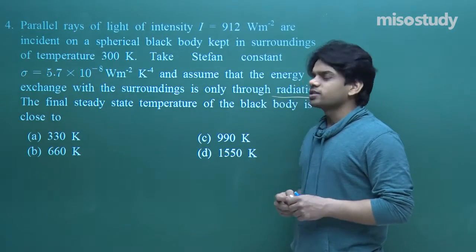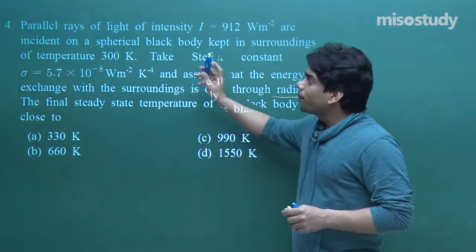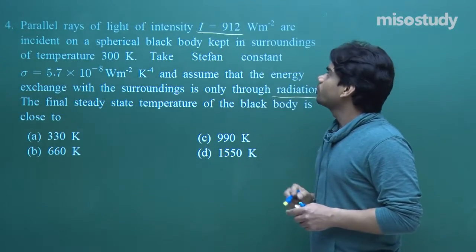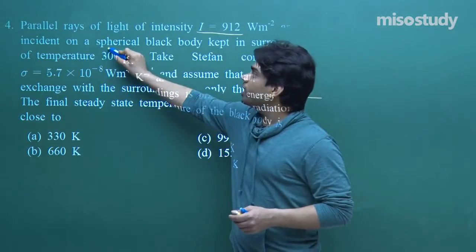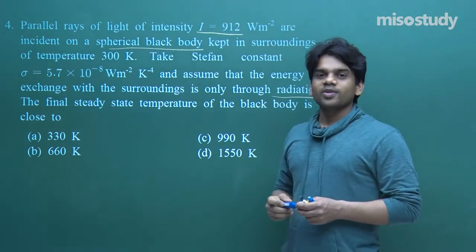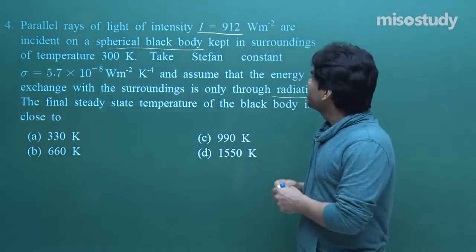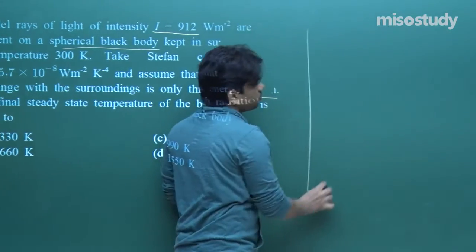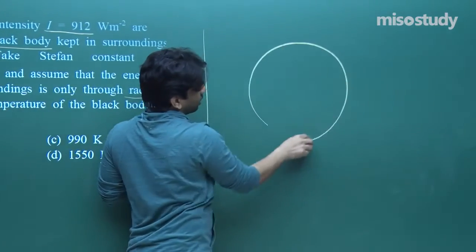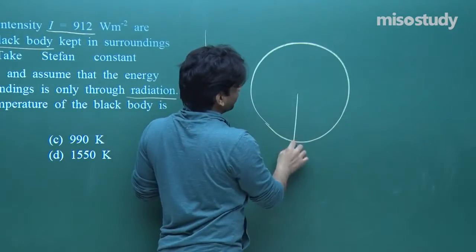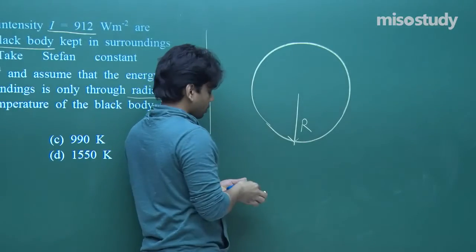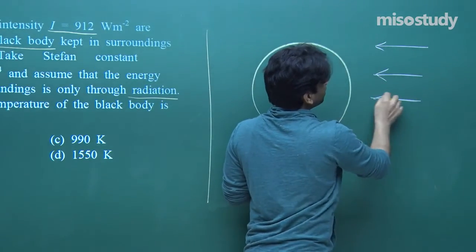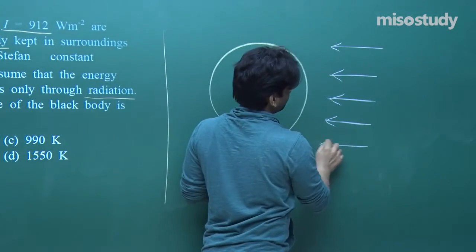Now how to approach such kind of question? First of all, see there. Parallel rays of light of intensity I equals 912 watt per square meter are incident on a spherical black body kept in surroundings of temperature 300 Kelvin. Now see here, this is a black body, a spherical black body. Let's say its radius is given as R. Parallel radiations are incident on it, intensity 912 watt per square meter.